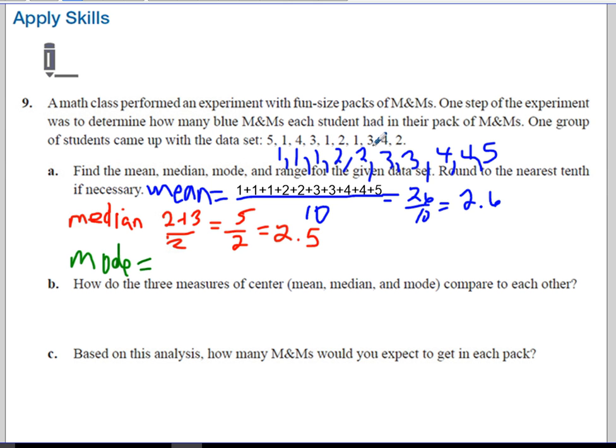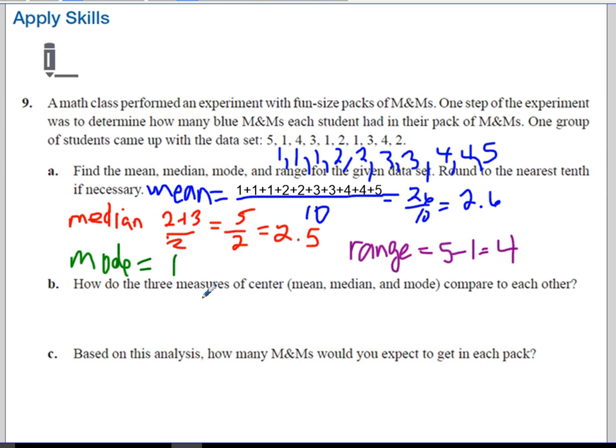And so the number 1 was most often. It occurred 3 times, where some of the others only occurred twice, and the 5 only once. And then we need to do the range. Remember, range is the spread, which is the largest minus smallest. So we had 5 minus 1 to get a range of 4.